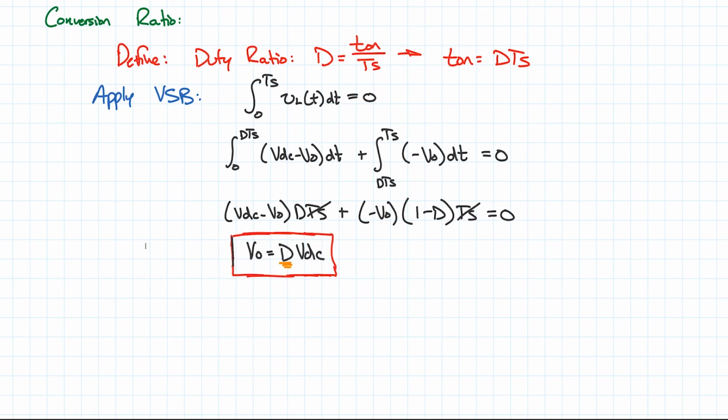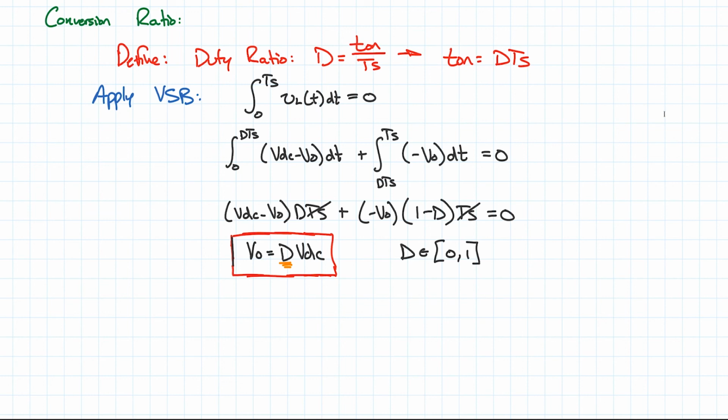And D is always between, I guess we can add that as well, since T on is always less than TS, we can say that D is always between 0 and 1. It's a fraction, so it can't be less than 0 and it can't be greater than 1. In the best case it would approach 1, but then you would see very strange behavior in your parameters and circuit elements, and things might go a little crazy.